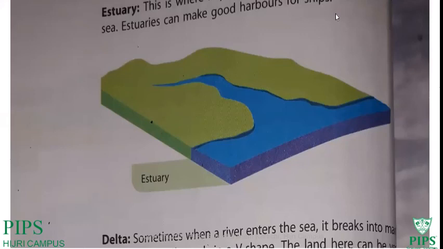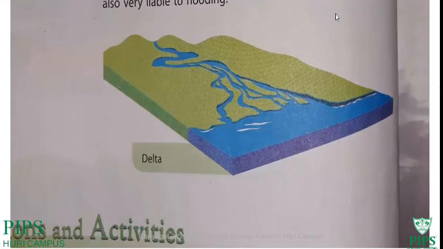Next is estuary. This is where important rivers widen as they enter the seas. Estuaries can make good harbors for ships. And the last one is delta. Sometimes when a river enters the sea, it breaks into many small rivers or channels in a V shape. The land here can be very fertile because of the mud brought down by the river, but it is also very liable to flooding.